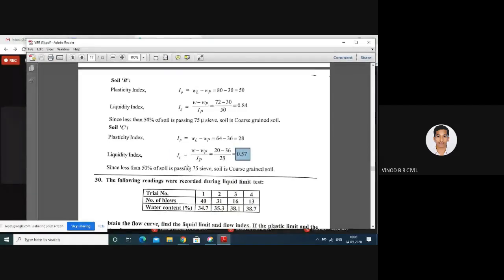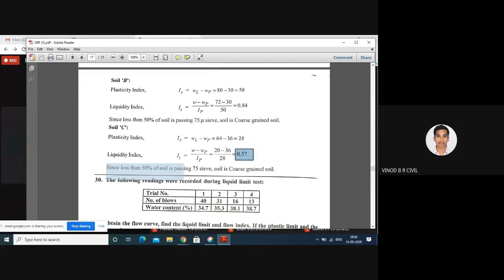Plasticity index for soil C, IP equals liquid limit minus plastic limit, that is 64 minus 36, that is 28. Liquidity index IL equals water content W minus plastic limit WP divided by IP, plasticity index. Water content 20 given in the problem, 36 given in the problem, 28 you already calculated. Therefore IL is equal to 0.57.